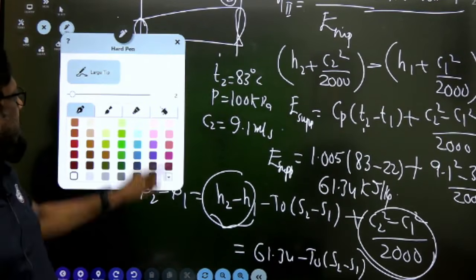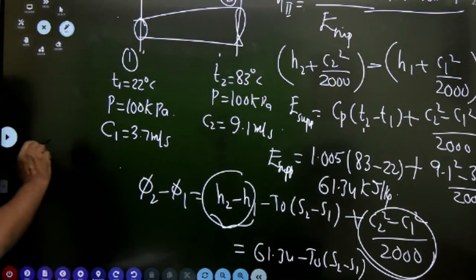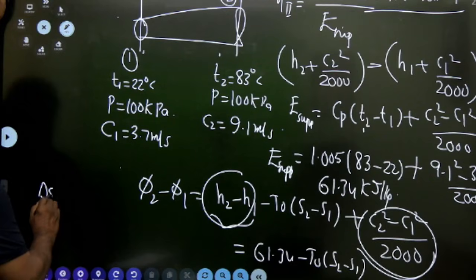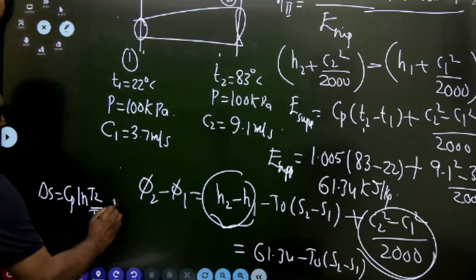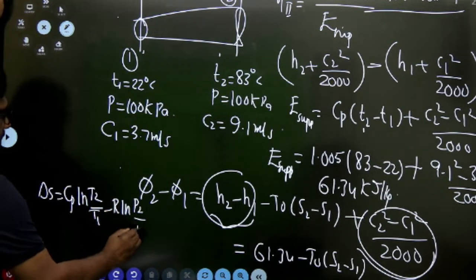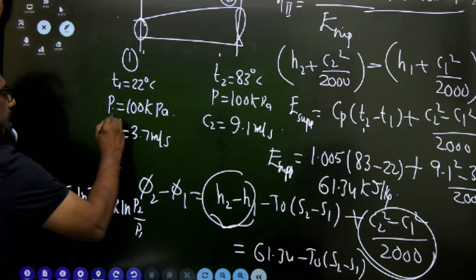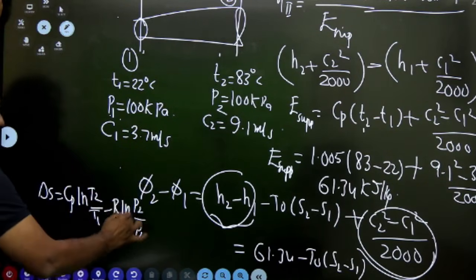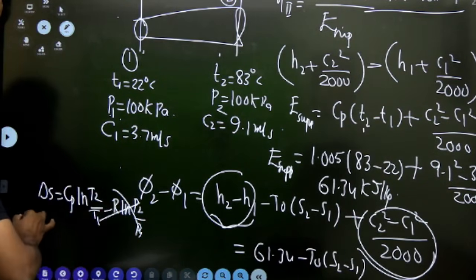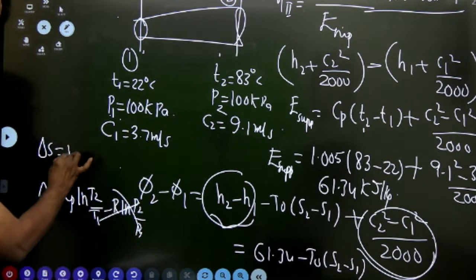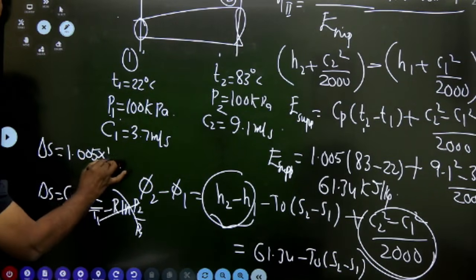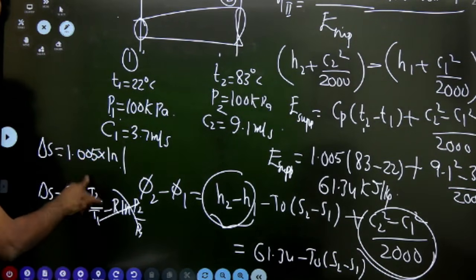The working fluid is an ideal gas. For ideal gas, एक बार देखो, what is the entropy change? You know, delta S is equal to Cp ln T2 by T1 minus R ln P2 by P1. What is the pressure at 1 and 2? At 1 and 2, the pressure is same. This ratio is 1. Log 1 is 0. ये कट जाएगा. So, entropy change will be equal to Cp ln T2 by T1. Cp is 1.005 into ln, and this temperature it's a ratio, not a difference of temperature.